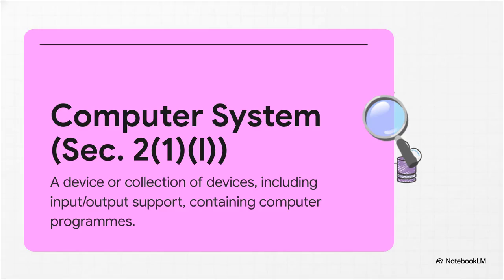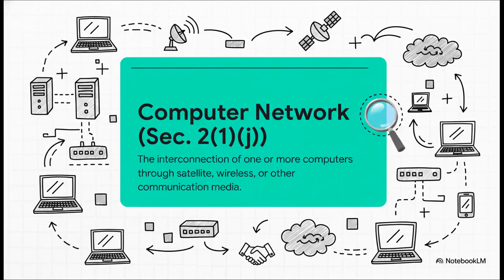And here we go, the answer to our first question. A computer system is the whole setup. It's the brain plus all its connected parts. Your keyboard, monitor, printer, the whole shebang. The key word to remember here is collection of devices. That's the difference. And a computer network? Well, that's just the connection that lets all these computers and systems talk to each other. It's the digital highway, you could say.